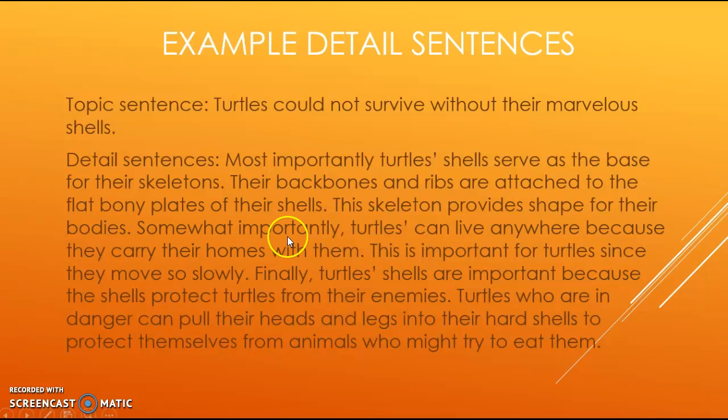Then we have a transition here. Somewhat importantly is a transition word. Then we have our next lead-off. Turtles can live anywhere because they carry their homes with them. And then the follow-up is, this is important for turtles since they move so slowly.